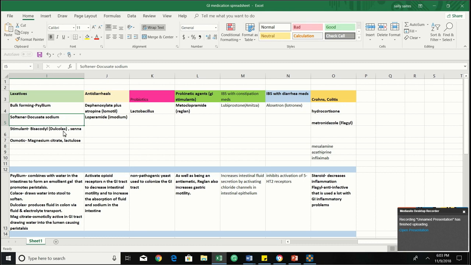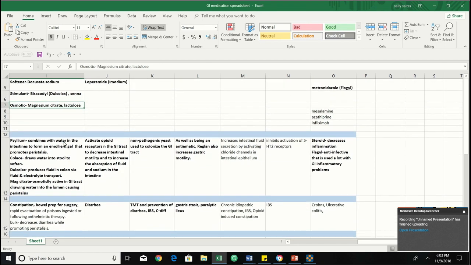Dulcolax and Senokot are both stimulants, and so they stimulate the colon rather than just softening the stool. So you're going to get a quicker result, but not necessarily a more desirable result. Sometimes we want this to happen nice and smooth and gently, whereas with Dulcolax and Senokot, they might have some GI cramping. And then we have osmotic laxatives, which are magnesium citrate and lactulose.